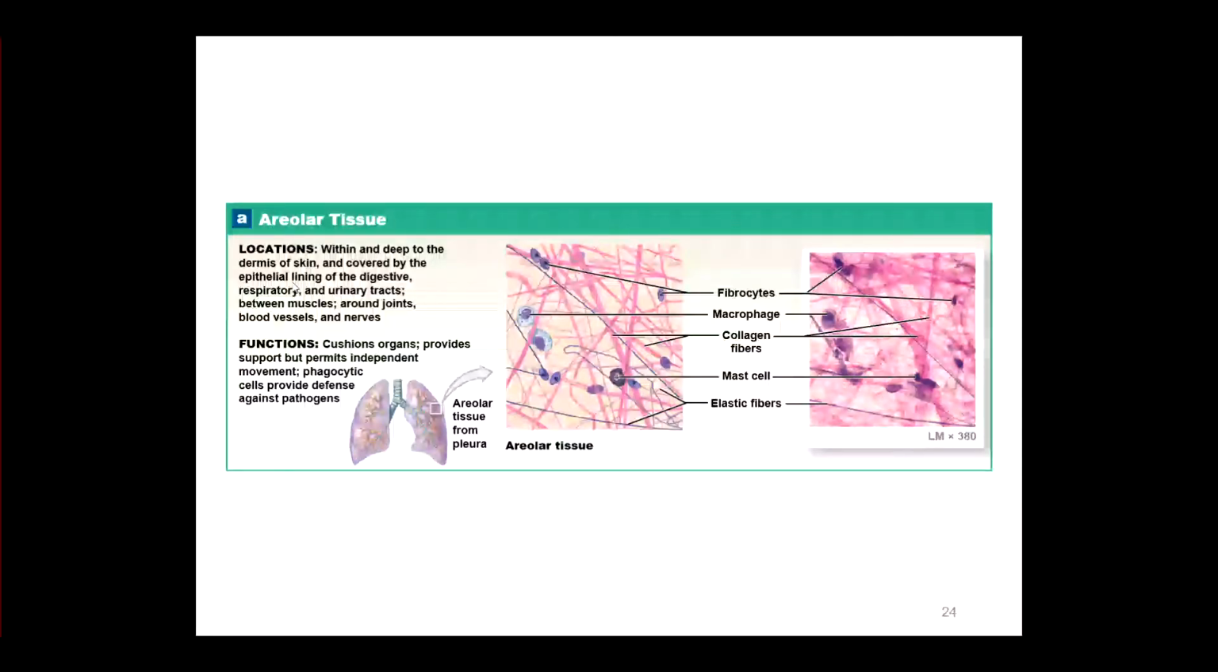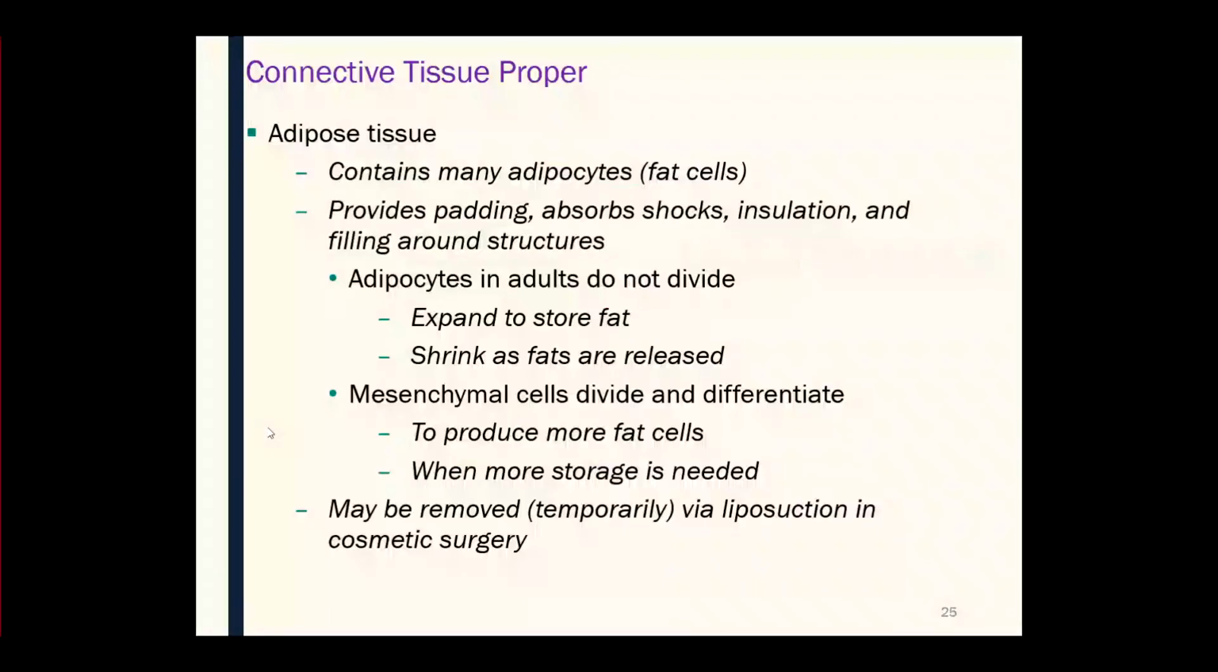We find this areolar tissue, guys, between muscles, around joints. It packs our blood vessels and our nerves. Okay, so it's a really important packing material, right? It cushions organs, provides support, but permits movement of these structures, right? And then it also has phagocytic cells, which we talked about, the macrophages and that kind of thing, to help fight off those bad guys. Okay, so that's the areolar connective tissue.